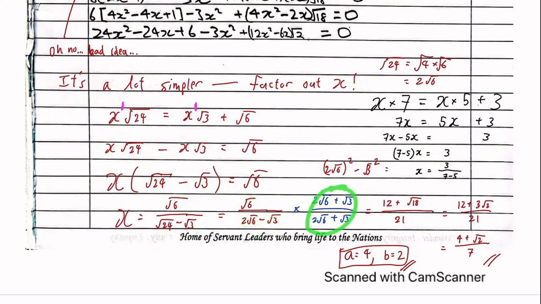Then you just rationalize the denominator. You eventually get to (4 plus root 2) over 7. Then the answer is a equals 4, b equals 2. Is that clear? Okay, good. Don't need to square both sides.